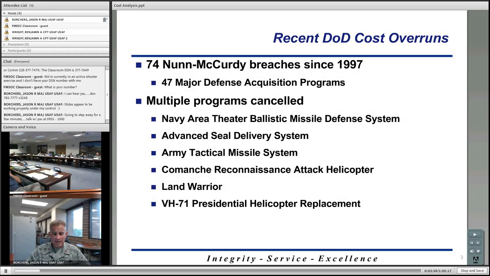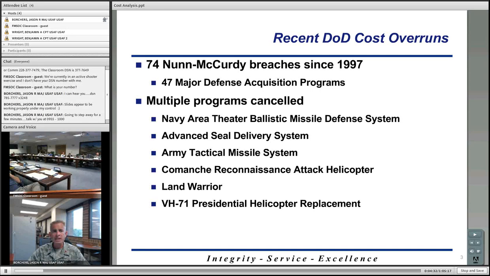So I say this just to let you know, if you aren't familiar already with what a Nunn-McCurdy breach is, it's a pretty significant problem, if you will, looking at either cost increases or schedule increases against a program. So 74 of these have happened since 1997. So that, among other things, has driven leadership to want to do many things. One of them being to improve the cost analysis efforts that we conduct against a particular program.